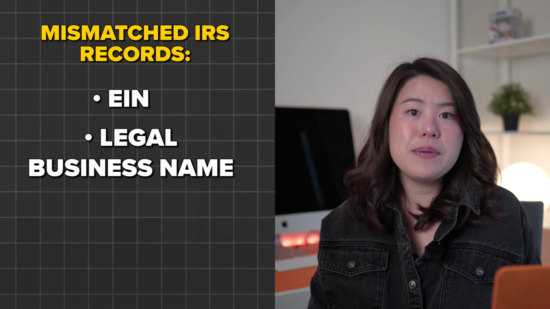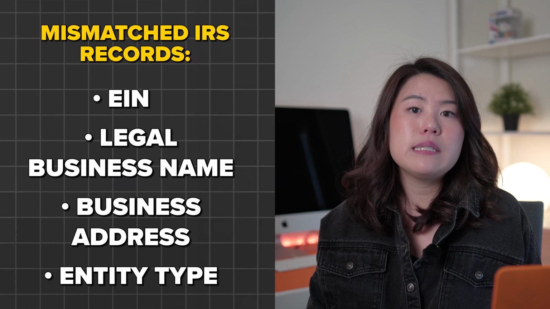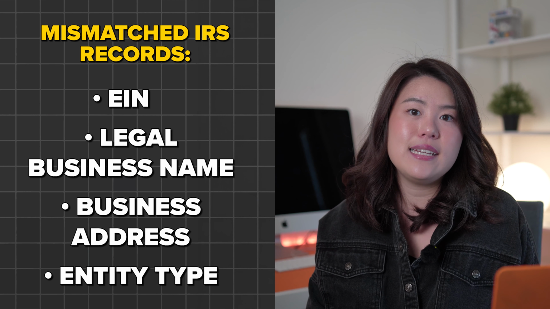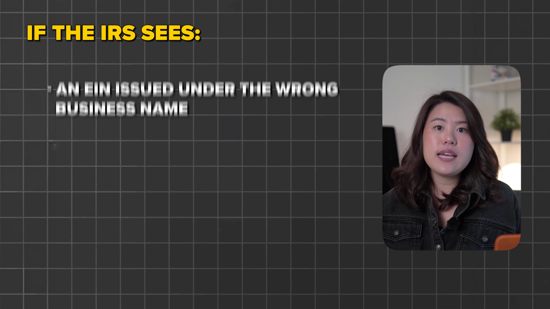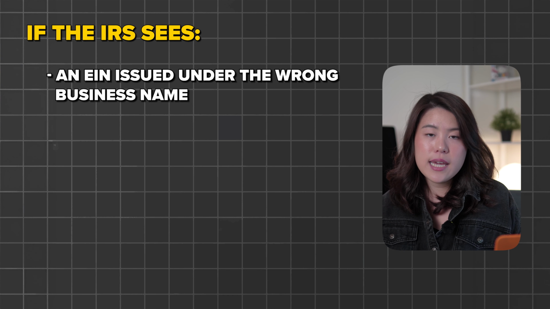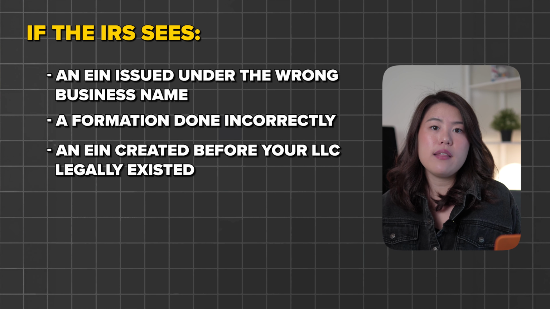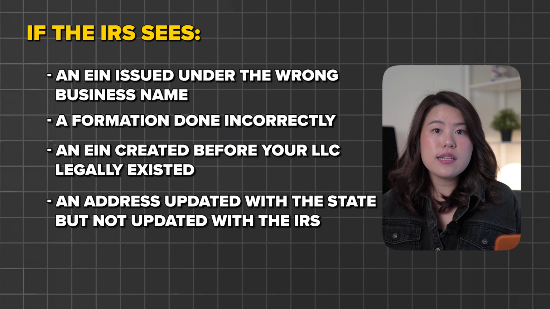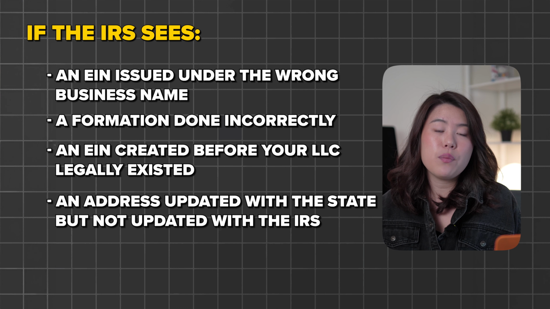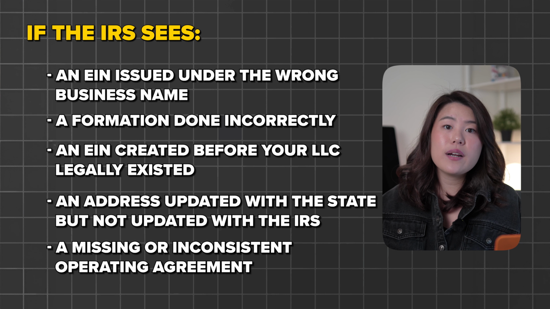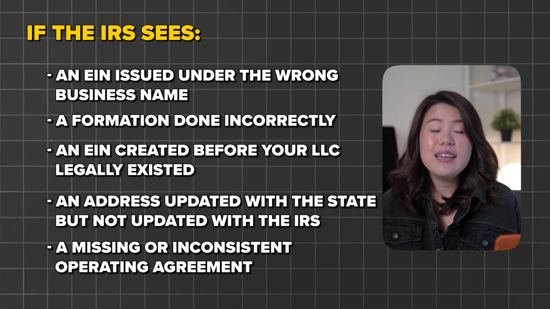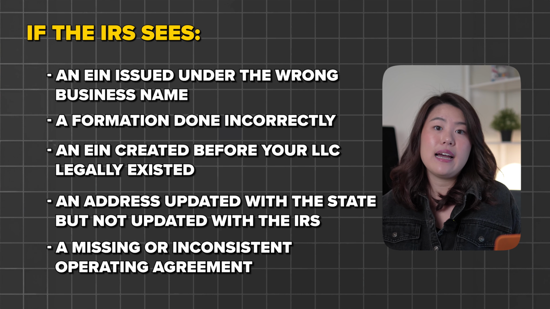The number one reason 1099 NEC filings get rejected: mismatched IRS records. Your EIN, legal business name, business address, and entity type must match exactly what the IRS has in its database. If the IRS sees an EIN issued under the wrong business name, a formation done incorrectly, an EIN created before your LLC legally existed, an address updated with the state but not updated with the IRS, or a missing or inconsistent operating agreement, it automatically flags your 1099 filings.